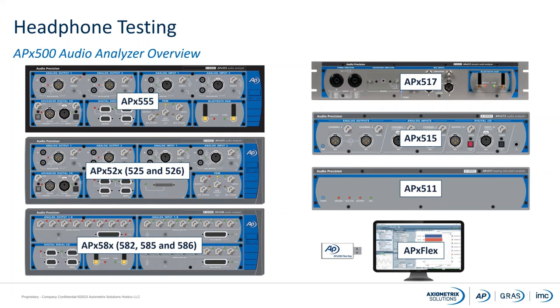Then we also have the APx Flex, which is very interesting because this analyzer will allow for the use of third-party hardware with the APx500 software from Audio Precision. Third-party hardware such as audio interfaces, for example. And up here, we have the latest member of the family, which is the APx517. This analyzer has been specifically designed for electroacoustical measurements, and it's the analyzer that I'm going to be using today for the demonstration.